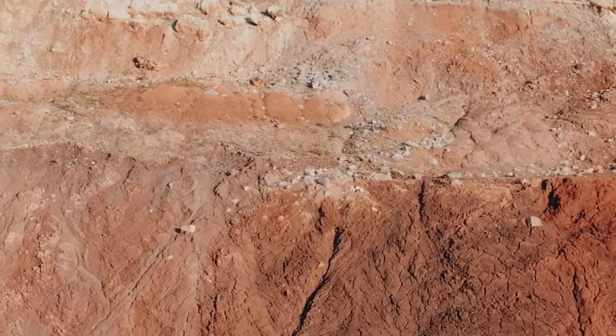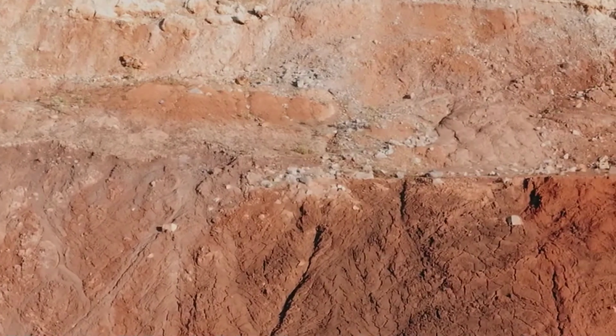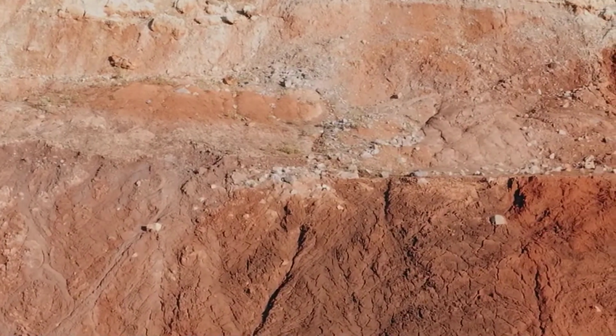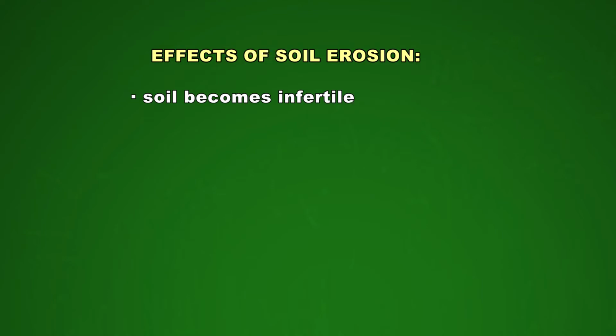Let us see what happens when soil erosion is not controlled. As the topsoil is washed away, the soil loses its nutrients and becomes infertile.